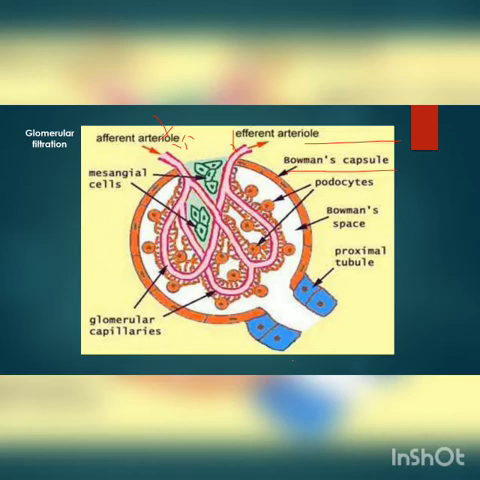Third है neural control, where the blood vessels of the kidney are innervated by the nerve fibers of sympathetic nervous system, and when activated, the nerve fibers bring about constriction of the renal arteries and cause decrease in the renal blood flow as well as glomerular filtration rate. So this is the regulation of the glomerular filtration.